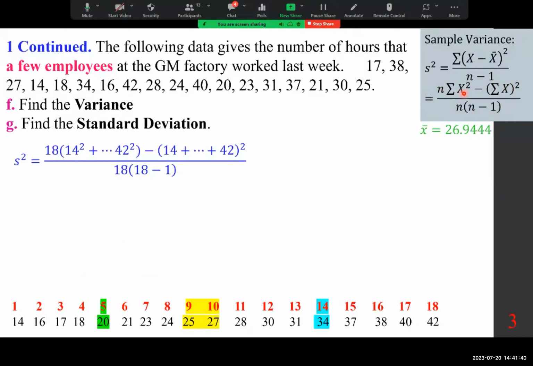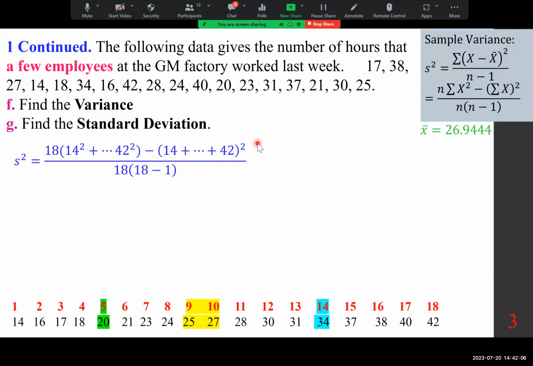And I want you to distinguish between summation of X squared, which means individually square them up and add them up. Square this one up, square this one up, and all the way to the end and add them up. Whereas summation of X quantity squared, that means add them up and then square. Now, you put it into a calculator, you come up with the answer.